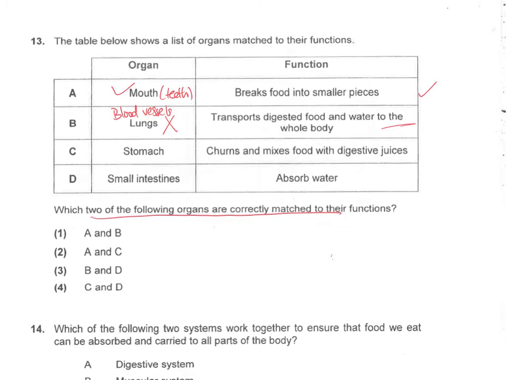Okay. C. Stomach churns and mixes food with digestive juices. That is true. Small intestine absorbs water? No. Alright, it absorbs digested food, but it does not absorb water. This should be the large intestine for this to be correct. So the answer in this case should be A and C. 2.